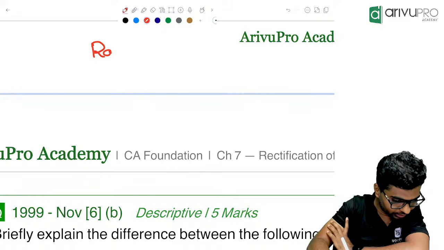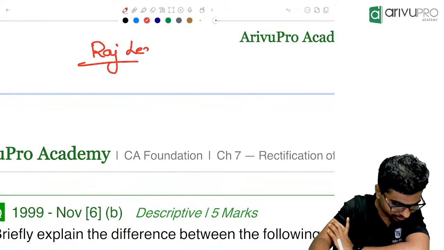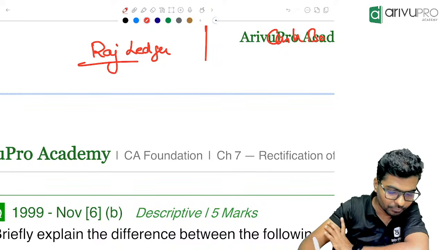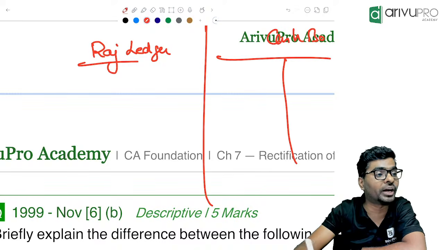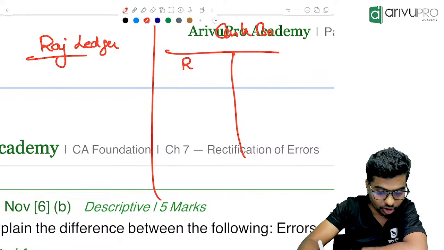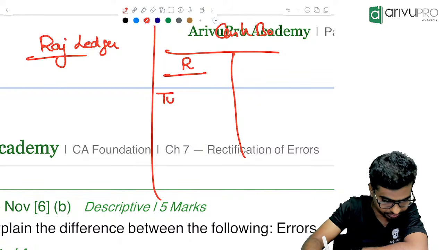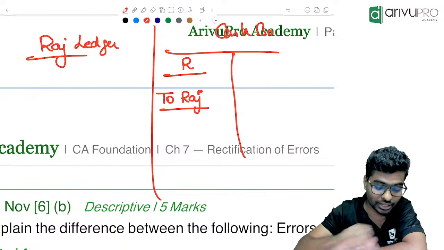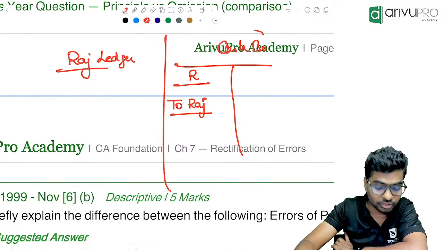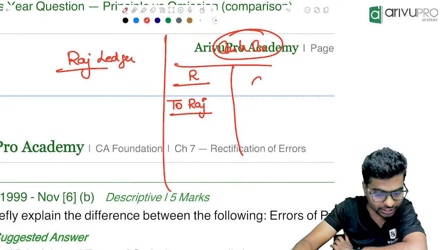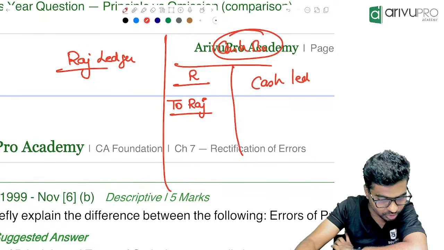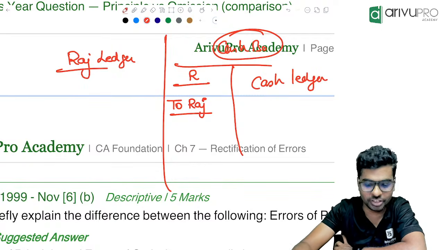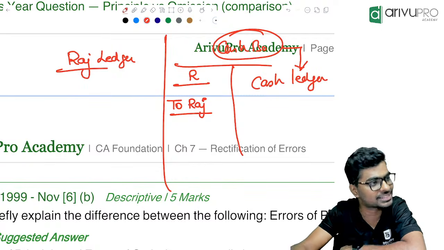You are doing Raj ledger and cash book. Money received from cash book, where do you write? On the receipt side, to Raj. Now, the moment I write in the cash book, should I write it in the cash ledger account? Not required. Why? Because cash book and cash ledger are the same.